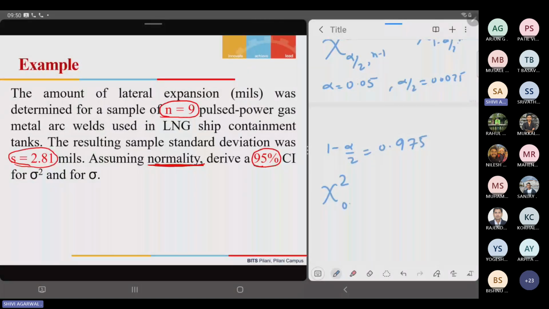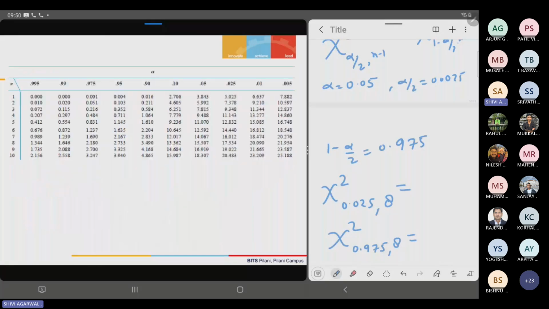So we have to see the chi square value at alpha 0.025 with n minus 1 degrees of freedom. n is equal to 9, so 8. And the chi square of 0.975 with 8 degrees of freedom. The table is provided here. Now for sigma square. For sigma we are taking the square root. If it is sigma square, then there is no need to take the square root. So that is asked for both. We are taking 8 degrees of freedom, so 8 degrees of freedom is this.